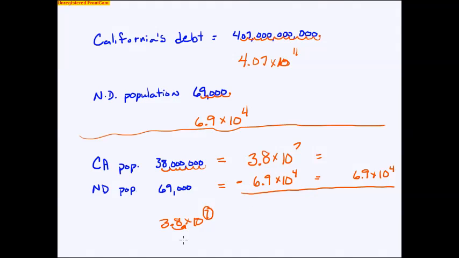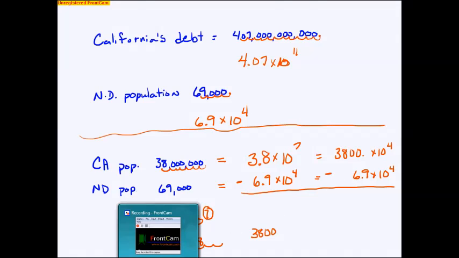Well, what would that do? That'd take 3.8, 1, 2, 3, to 3,800. So 3,800 times 10 to the 4th. If you didn't catch how I did that, go back and rewind and watch this again. You've got to get these numbers to be the same. So now we just subtract them.